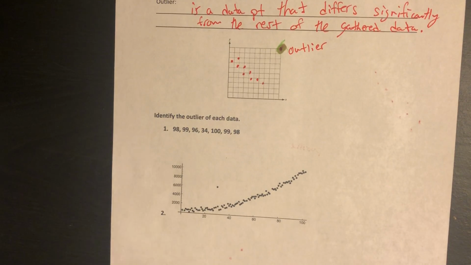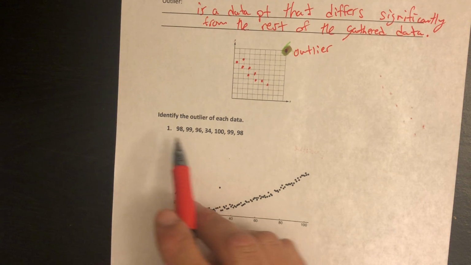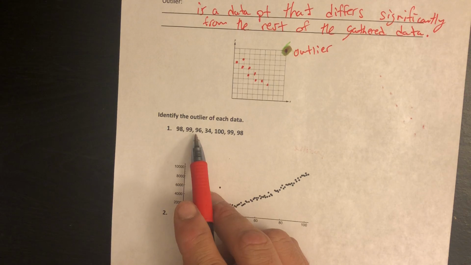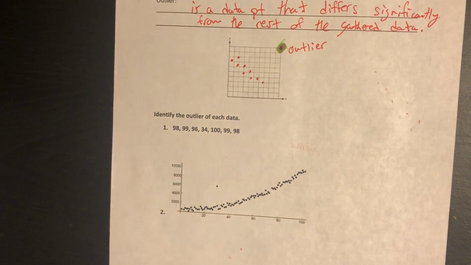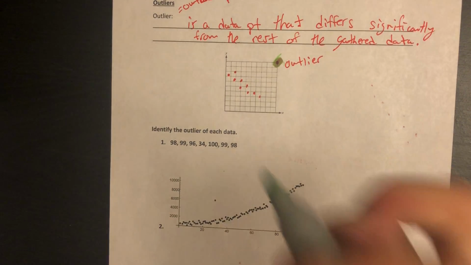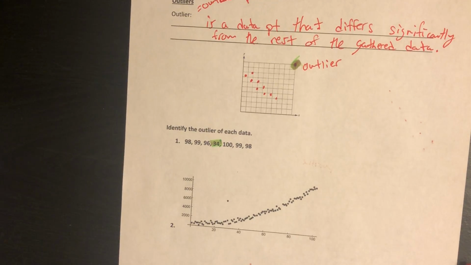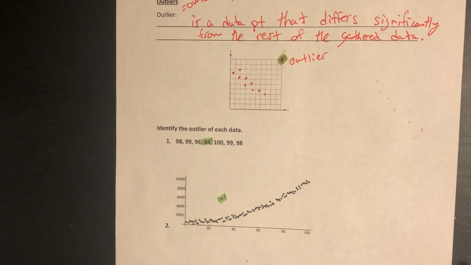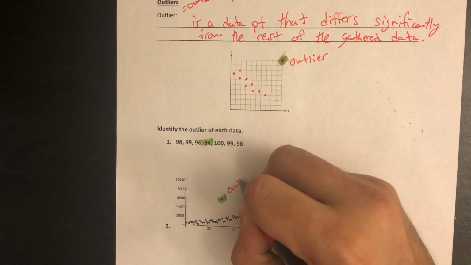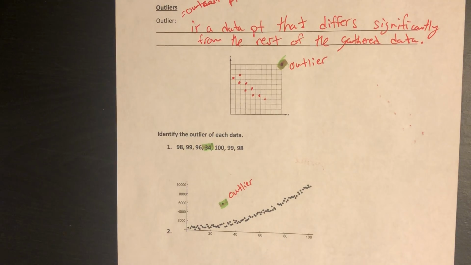Okay, so let's move on to the last two examples. Identify the outlier of each data. So for number one, if you notice, we have 98, 99, 96, 34, 100, 99, 98. Clearly, the outlier will be 34. Okay? And then for number two, clearly, based on the scatter plot, the outlier is this point all the way out here. Okay? If you have any questions, let me know.